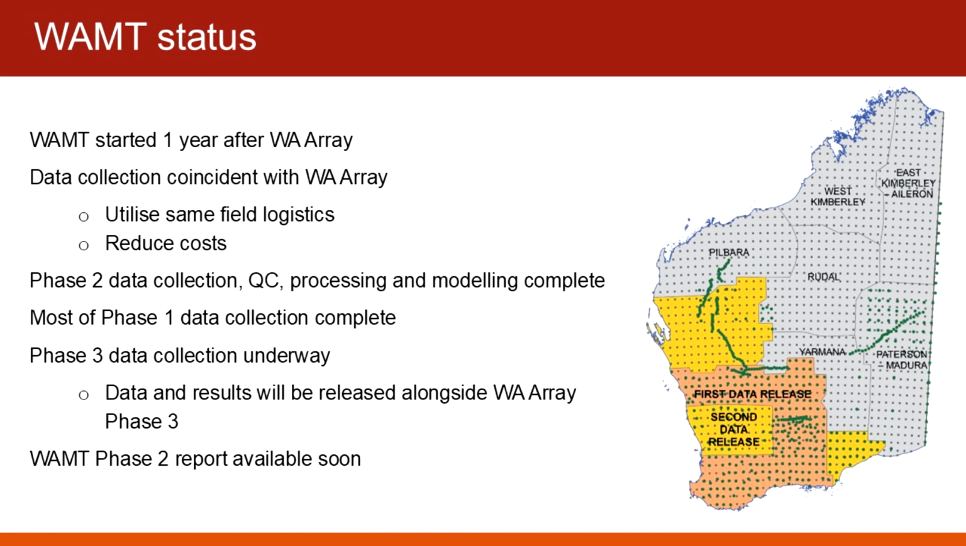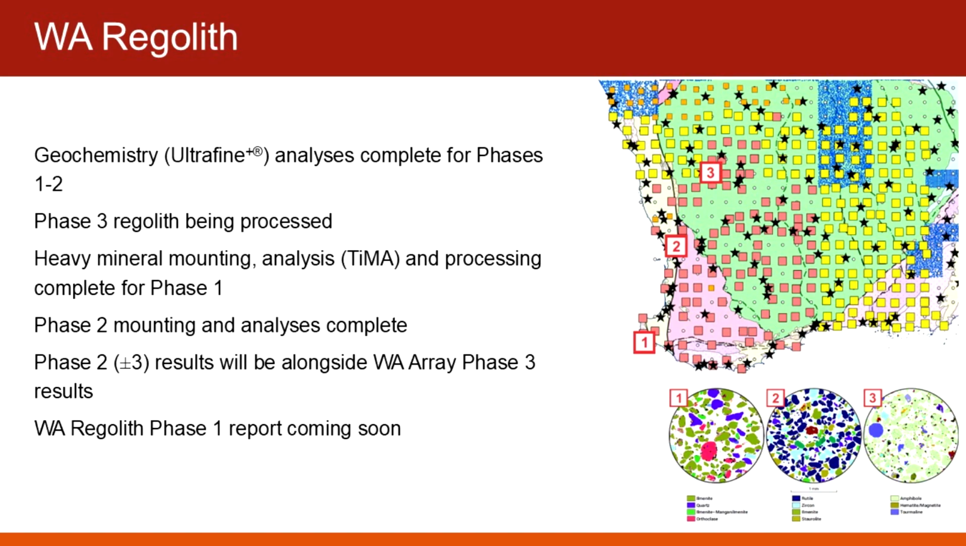So from next year, everything will be synchronous. And then probably a little bit into quarter 3 of this year, we'll have the draft. We'll have a final report for the MT available as well. In terms of the regolith, we were sort of calling this WA regolith as well. We've basically collected all the samples for phase 1, phase 2, and phase 3. The geochemistry analysis is actually complete for phase 1 and 2.